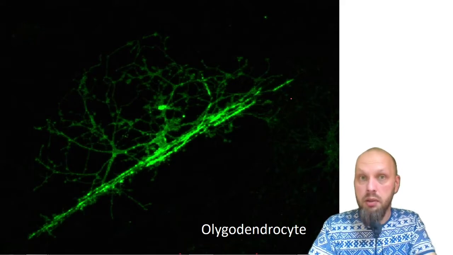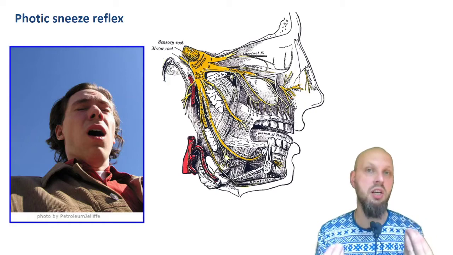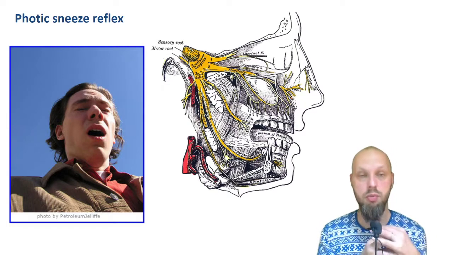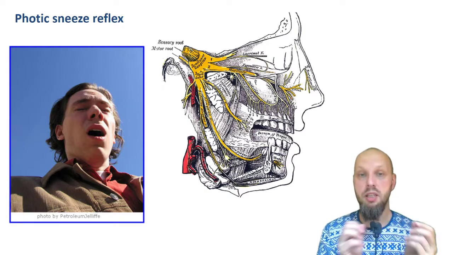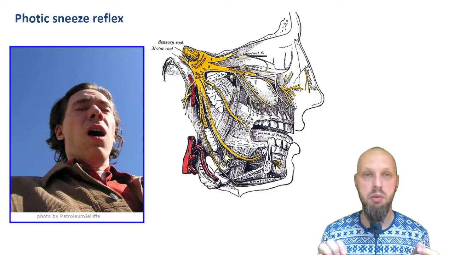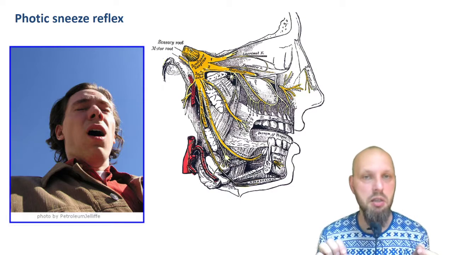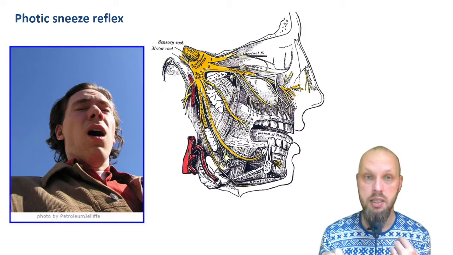And what happens if myelination is damaged in a human, or in parts where it doesn't work as well as it's supposed to? So one interesting case where this happens is the photic sneeze reflex, when bright light makes people sneeze. It doesn't happen in all people, but in some people it does.